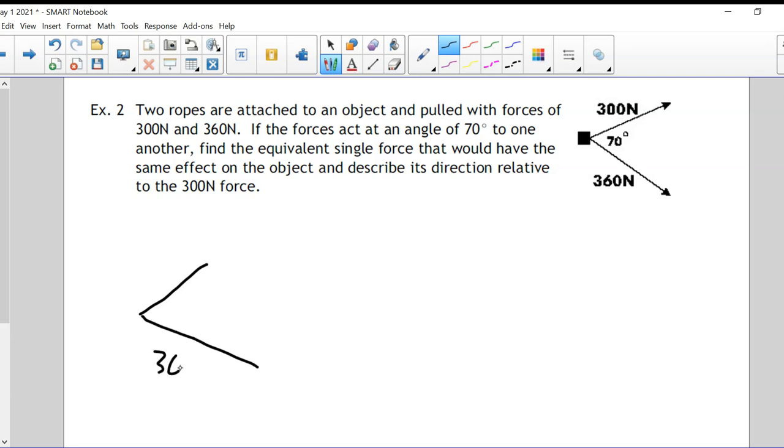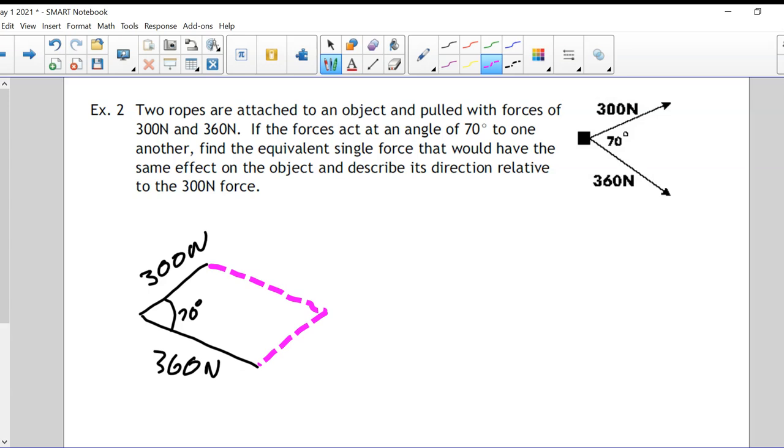So 360 is here, that 360 Newton line. Then the 300 Newton line; this is not drawn to scale, by the way, so that's just the way that is. I'm going to put that 70-degree angle inside here. Then I'm going to put a dotted line to represent the rest of this parallelogram.